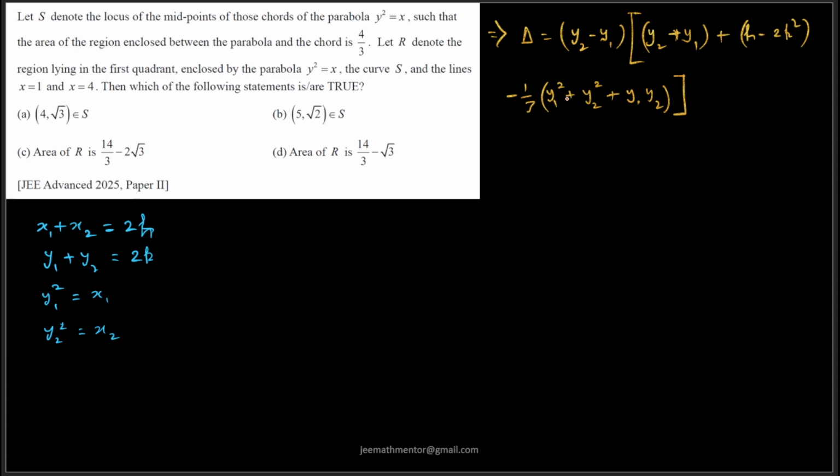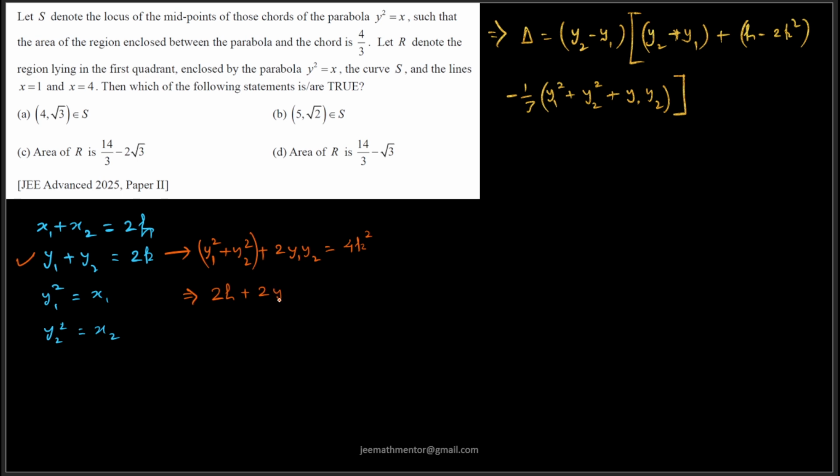So first of all, the y1 squared plus y2 squared plus y1 y2 term can be obtained if we square this expression, correct? If we square this expression, we get y1 squared plus y2 squared plus 2y1 y2, which is equal to 4k squared. Now this y1 squared plus y2 squared, nothing to worry about, because y1 squared plus y2 squared is x1 plus x2, and x1 plus x2 is 2h. So here directly we can say this is 2h.